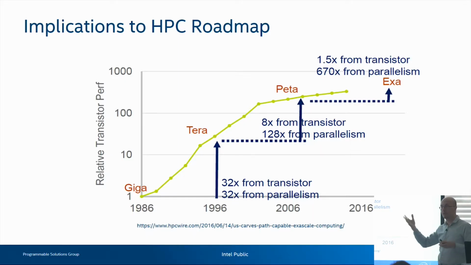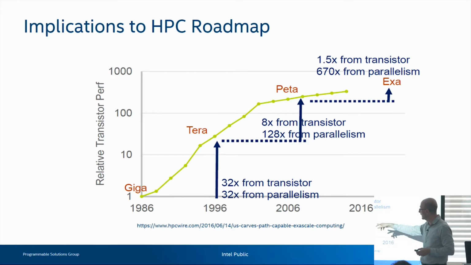Another implication that we have seen over the years is how the roadmap to the exascale has been envisioned with respect to the core technology or core strength of the transistor capability versus how much parallelism is required to reach that. So if you look into the jump that you have needed from giga scale to tera scale, during those years, some of the performance boost came from increasing the capability of the transistor, and some of it came from increasing the parallelism.